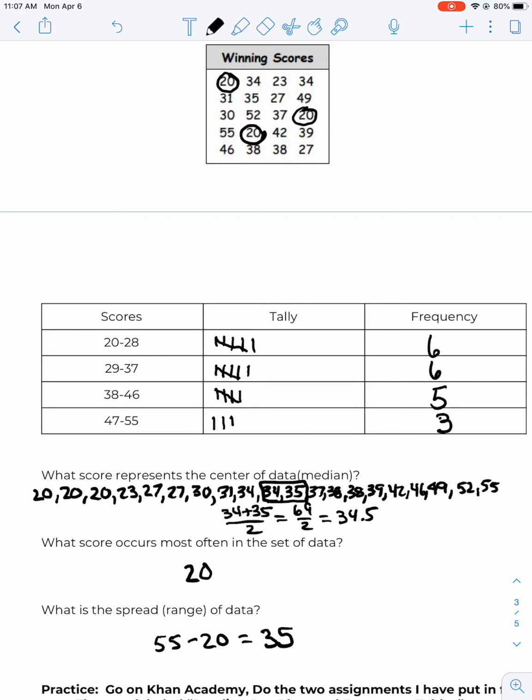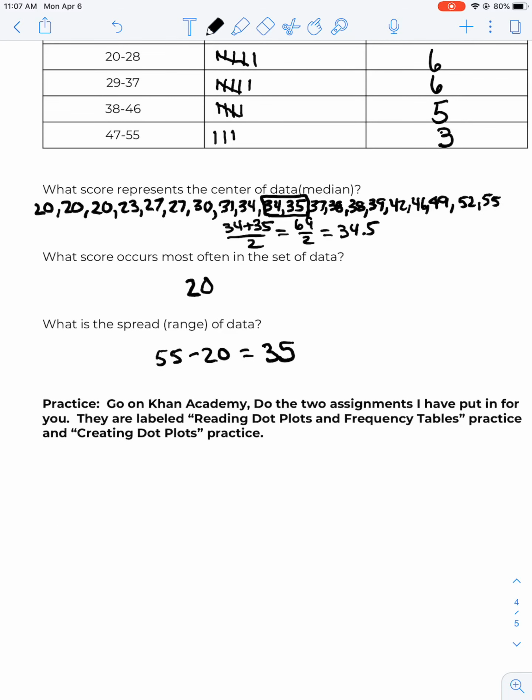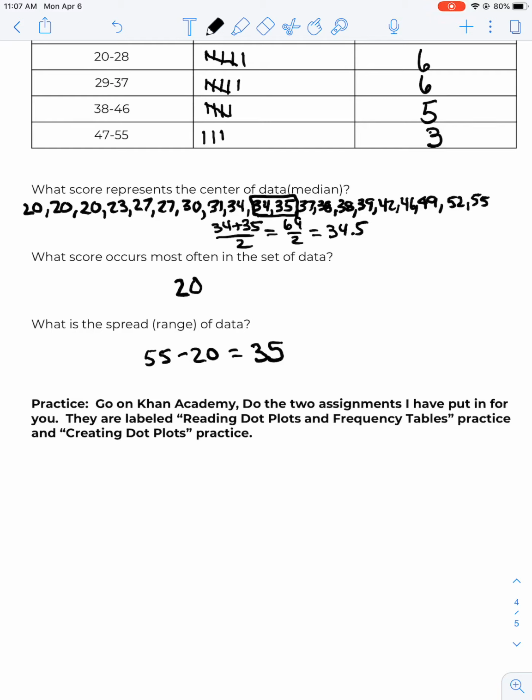Okay. So next we have, it says at the end of this, which we are, it says go to Khan Academy and do the 2 assignments I have put in for you. They are labeled reading dot plots and frequency tables, and creating dot plots. And that's going to end our lesson for today.